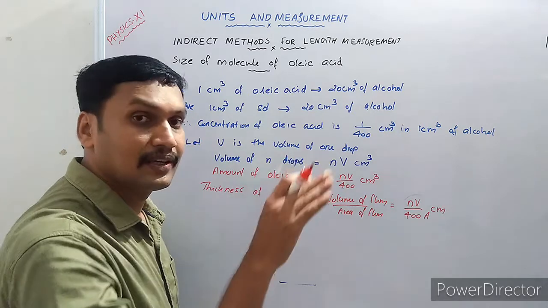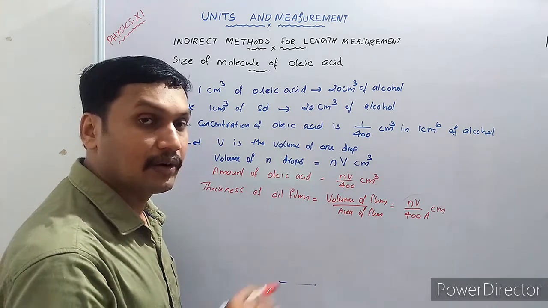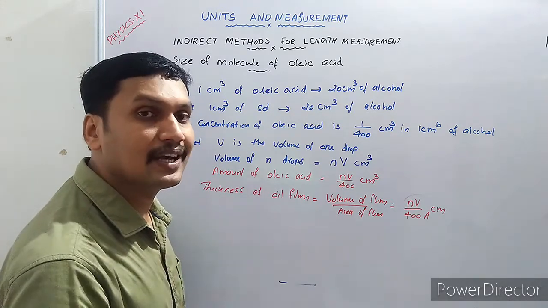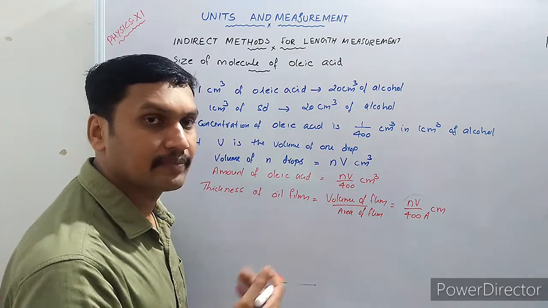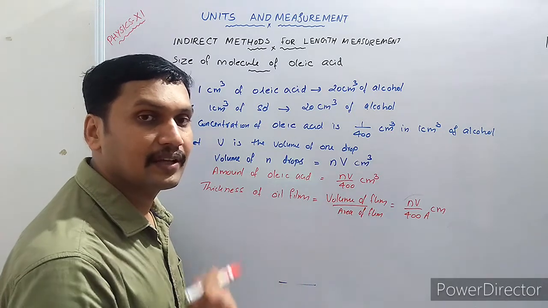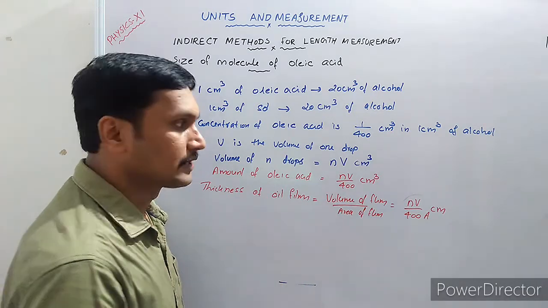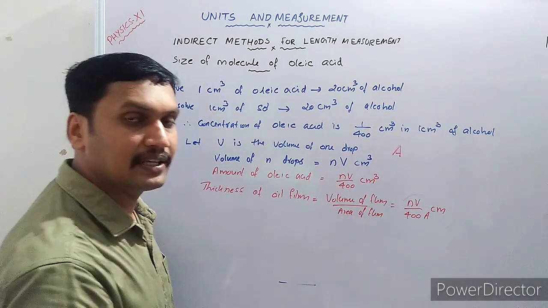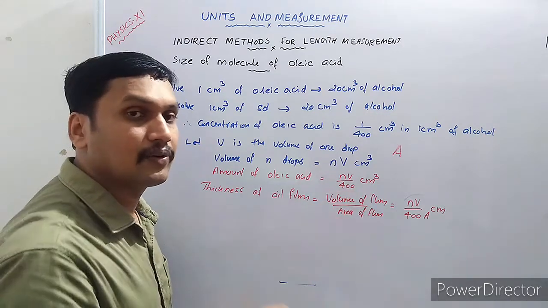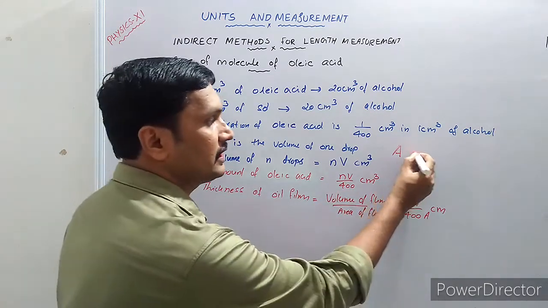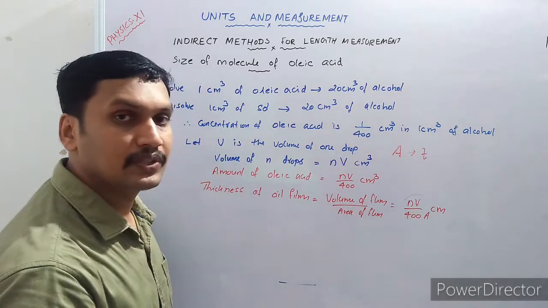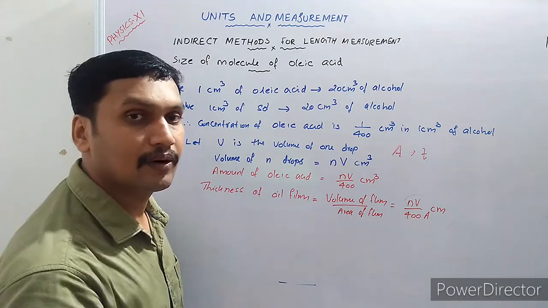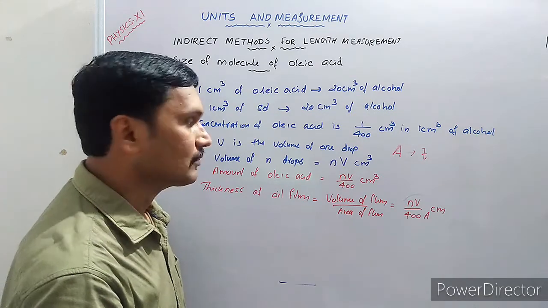Once the oleic acid layer is formed in water, we measure the area of the layer by using some graph paper. Suppose A is the area of the layer of oleic acid that we measured, and T is the thickness of that layer which we want to measure. The thickness will be approximately the size of the oleic acid molecules.